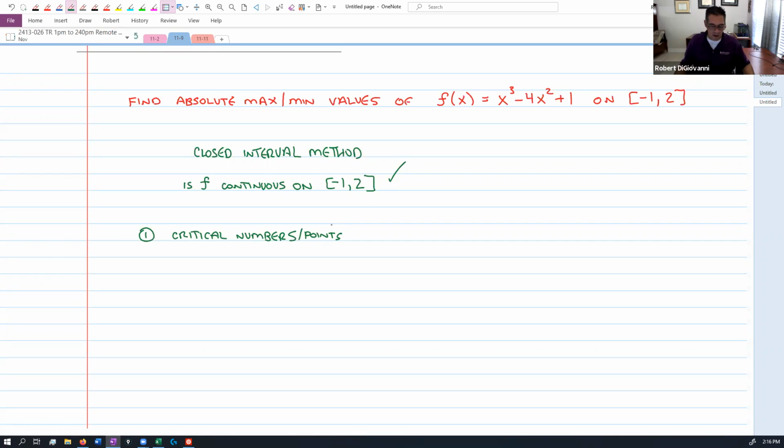I think this book says numbers, but other books say points. So it doesn't matter. Critical numbers, critical points. Okay, so we need to find those first. So how do we do that? There's two things we need to figure out.